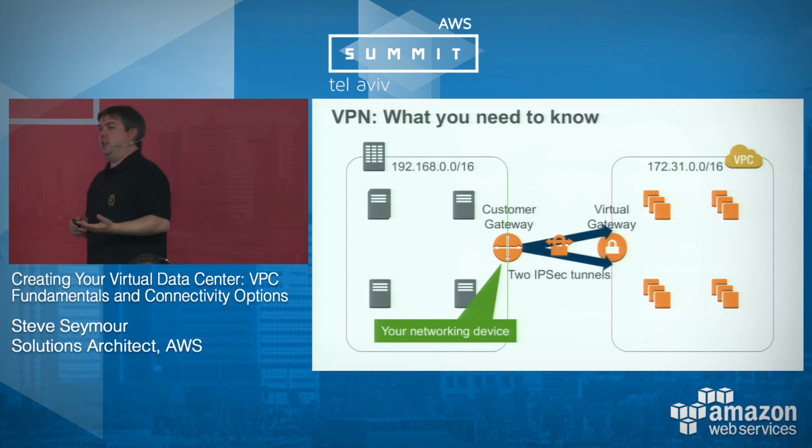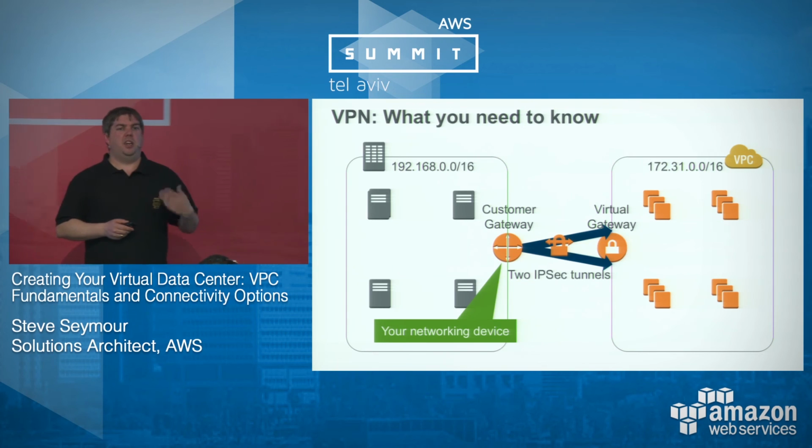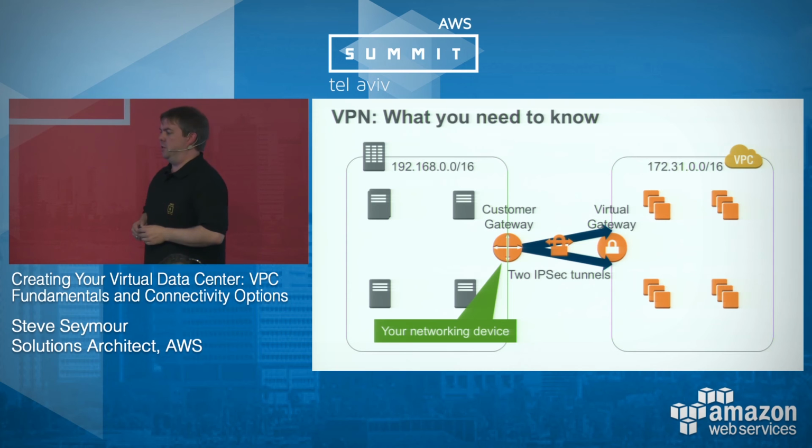If you wanted to make your end of this VPN highly available, you could simply have a second customer gateway and another pair of IPsec tunnels to us. Now we have 4 tunnels, 2 gateways on each end.